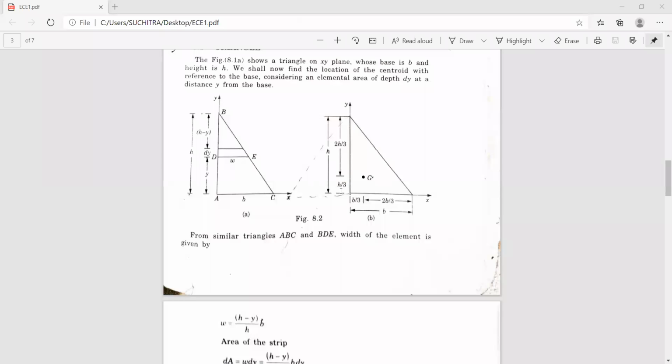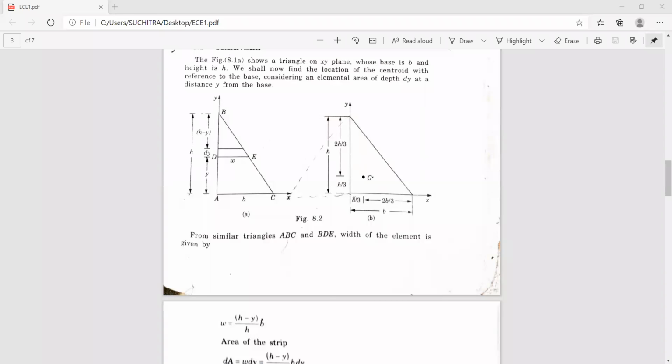It is at a distance h by 3 from the base, and it is at a distance 2h by 3 from the apex. So this is the apex and this is the base. So the centroidal distance, when you measure along the x-axis, is at a distance h by 3 from the base and 2h by 3 from the apex.